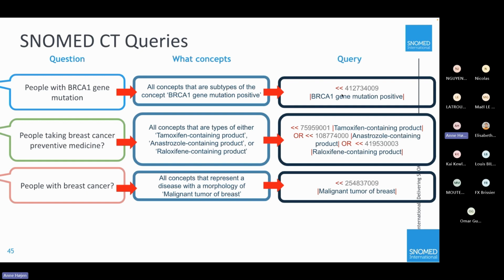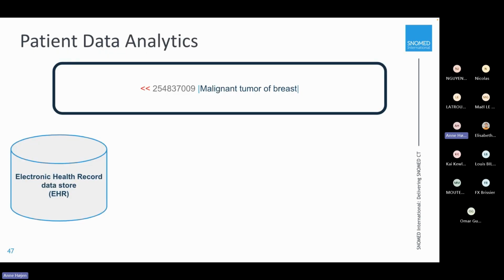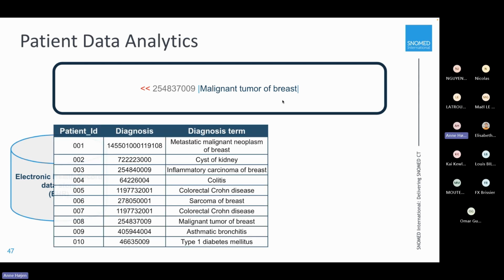So here, when we transfer that to ECL, the queries are: descendants of this concept, descendants of tamoxifen or anastrozole or raloxifene containing products, and for the last one, descendants of malignant tumor of breast. So that is the foundation for actually being able to identify. I just want to show the principles here. If we have descendants of malignant tumor of breast, and we have some patients in our health record that have been diagnosed with these, these are the concepts that have been recorded and the term.